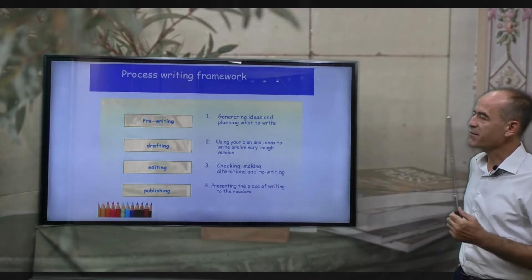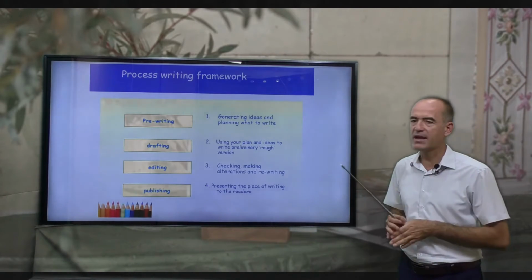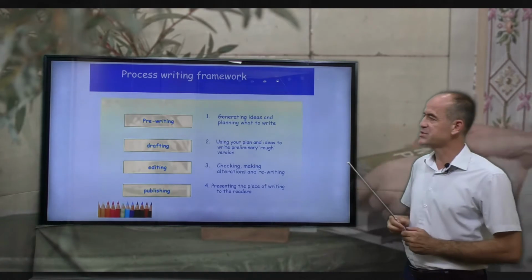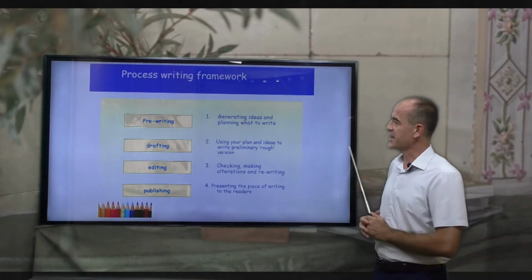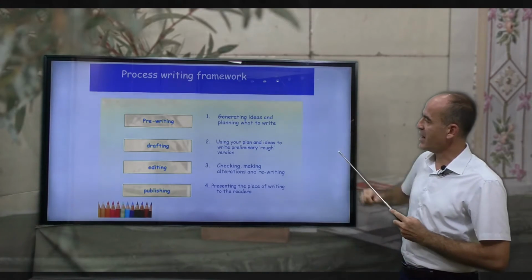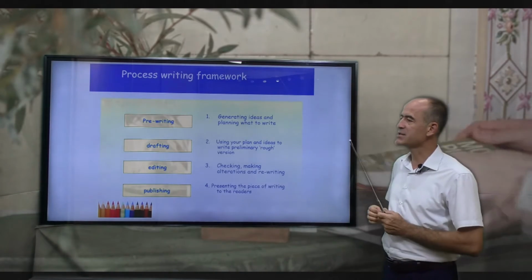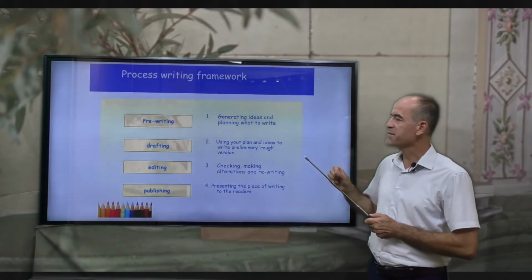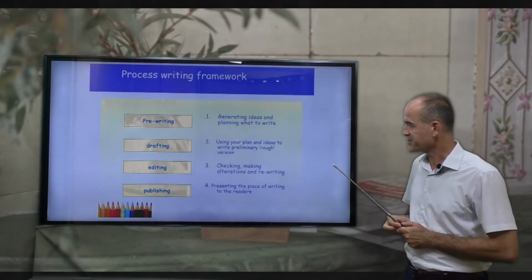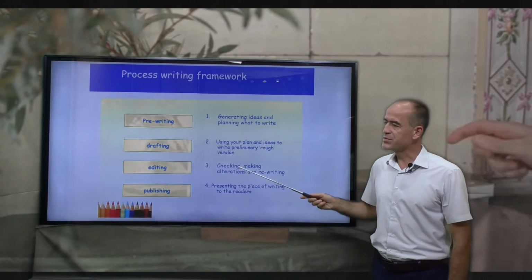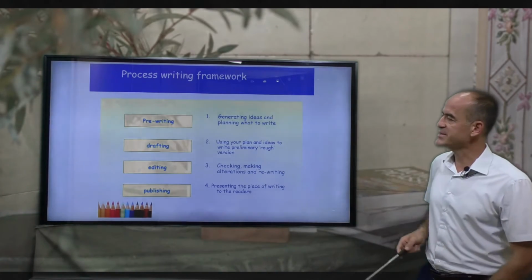After that, after they have planned and generated ideas, they come to the next stage, which is called drafting. In this stage, students will use generated ideas and plans, and they start writing a preliminary rough version of their writing.